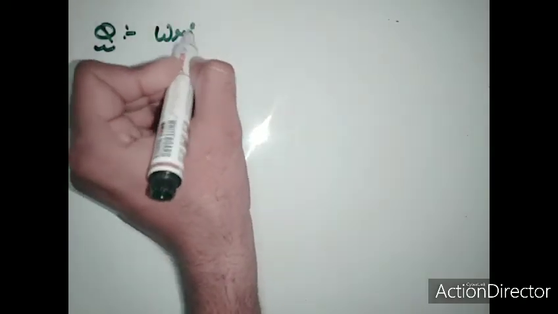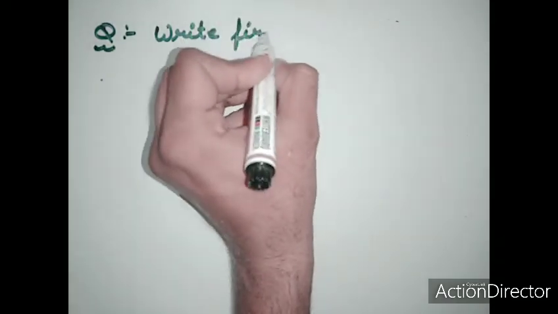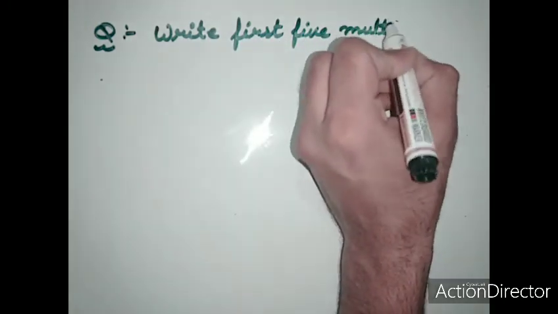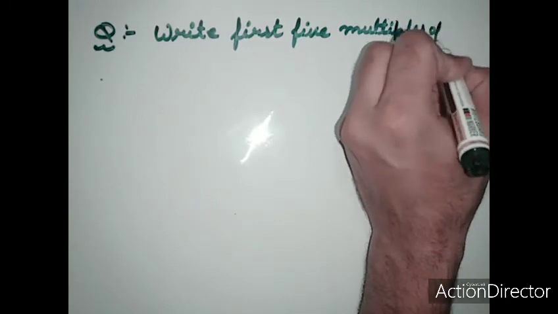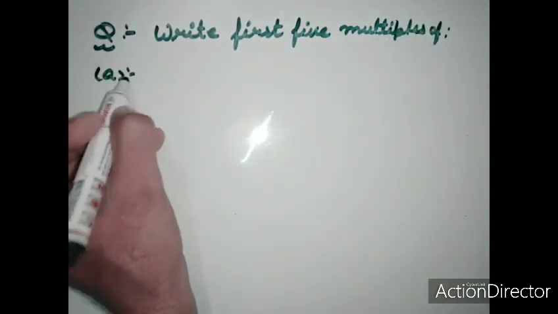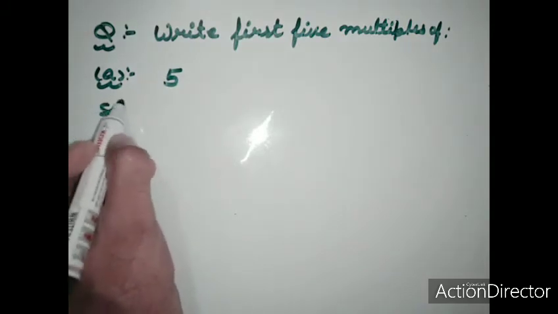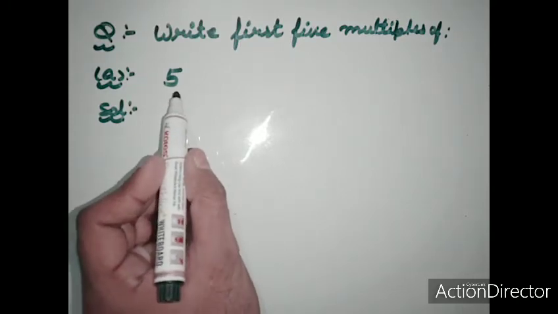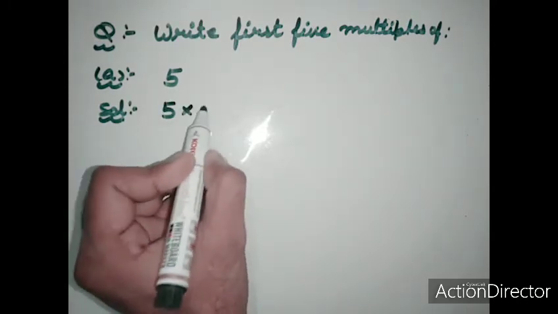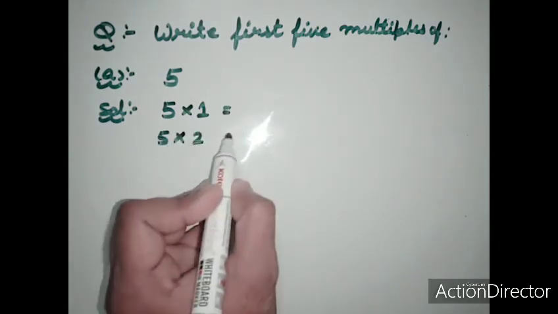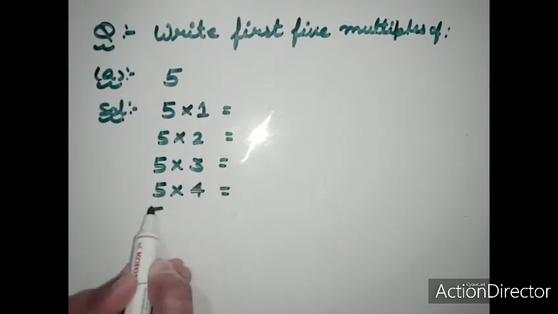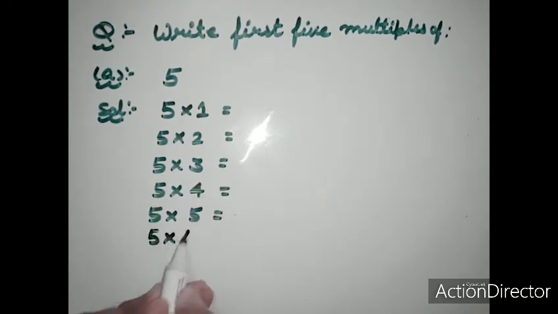Now here we take one question. Write the first 5 multiples of 5. So how do we solve these types of questions? Here we multiply this number 5 by natural numbers. So 5 multiplied by 1, 5 multiplied by 2, 5 multiplied by 3, 5 multiplied by 4, 5 multiplied by 5 and 5 multiplied by 6.